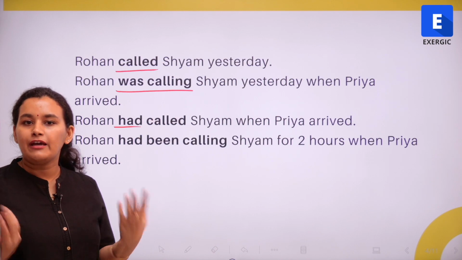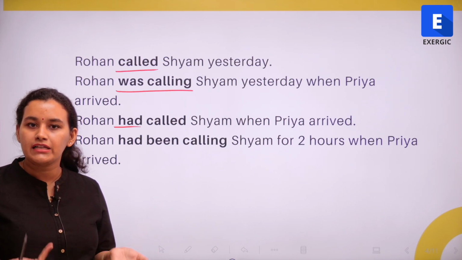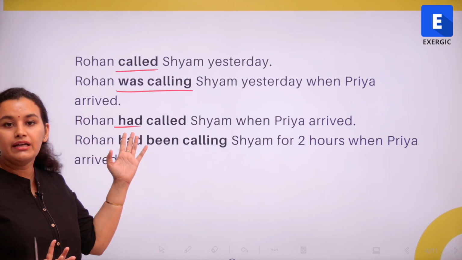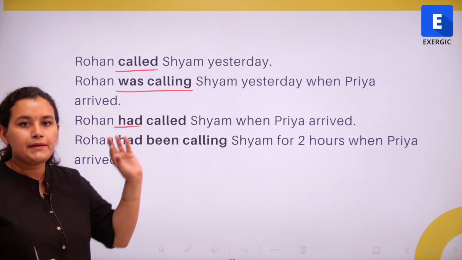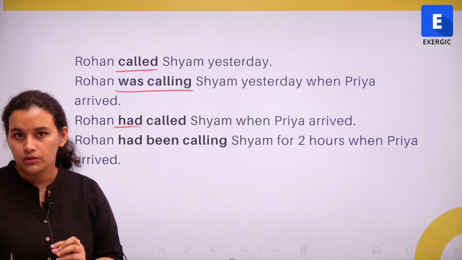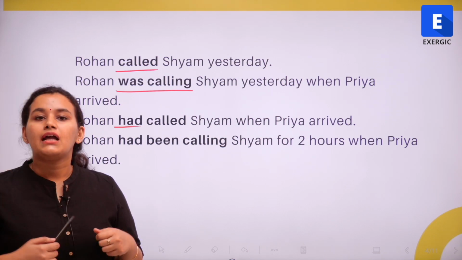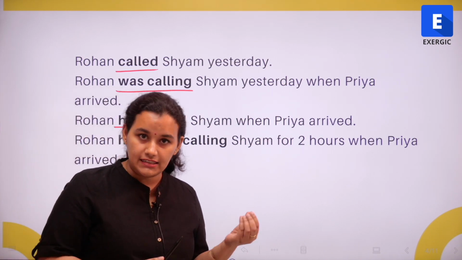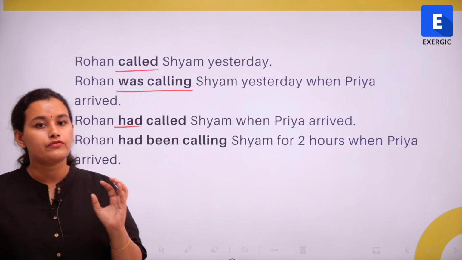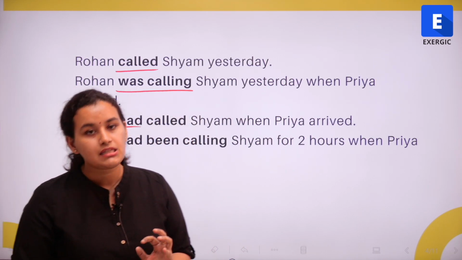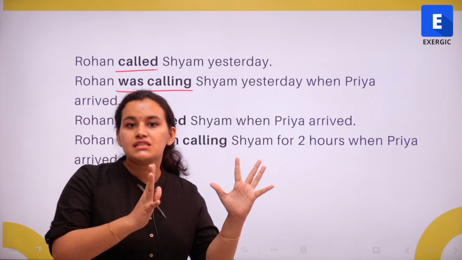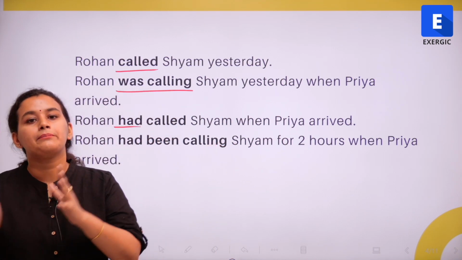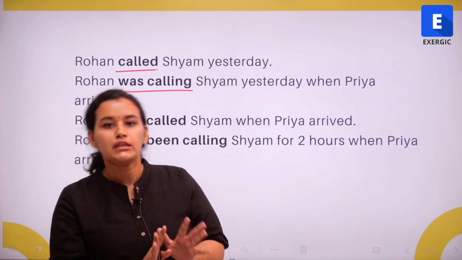So how do we frame a sentence in the past perfect tense? We're going to be using the word had plus the past form of the verb. So had plus the past form of the verb, right? Lastly, we have the past perfect continuous tense, which is a combination of the perfect and the continuous tense. So again, we are referring to a continuing action which is further in the past as compared to another event which is also in the past.